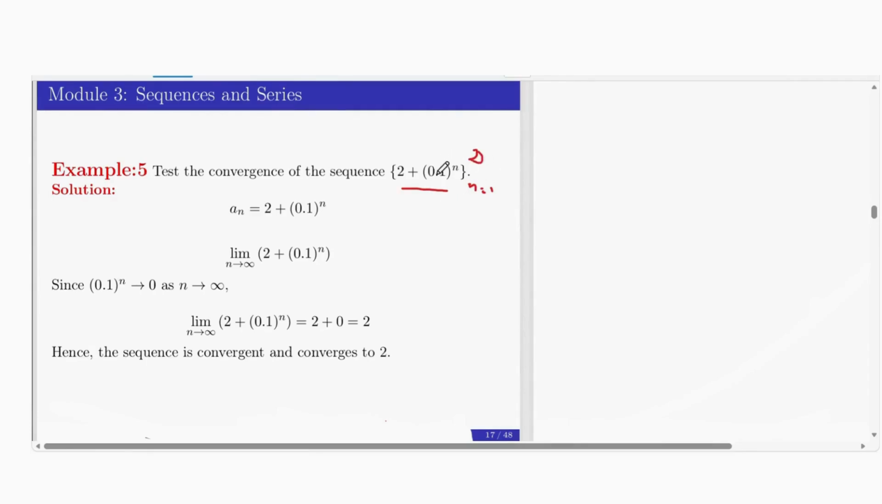Okay. Now let's check the convergence of this sequence. Now what is a_n? a_n is the nth term of the sequence. So a_n is 2 plus 0.1 raised to n. Now apply the limit n tends to infinity on the nth term. So we get limit n tends to infinity of 2 plus 0.1 raised to n. Okay. Now let's check what is the value of limit n tends to infinity of 0.1 raised to n.